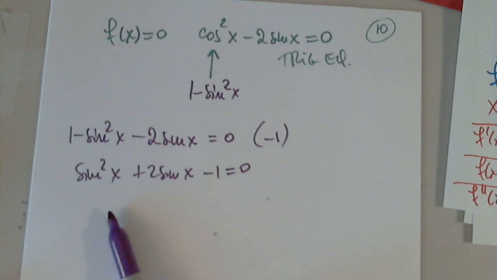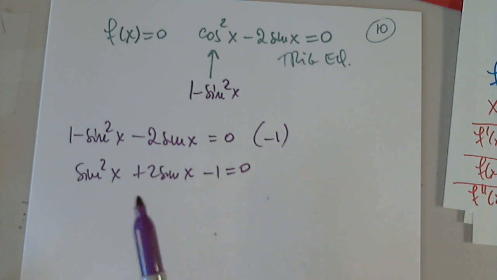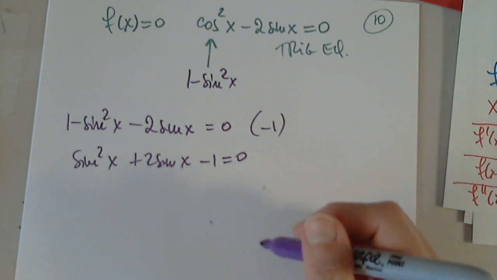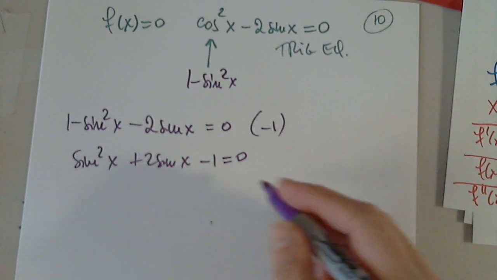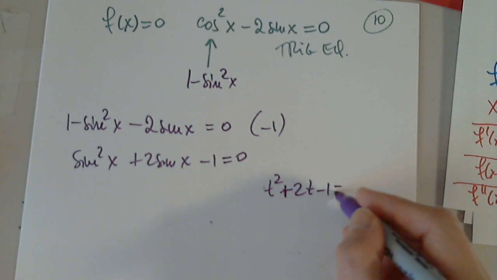I'm thinking we have to find sine x. If we want a graph, we have to find the x intercepts. So I'm going to replace this because I want to put it in the calculator and see what solutions we get. I'm going to replace this by t, like t squared minus 2 plus 2t minus 1 equals 0.